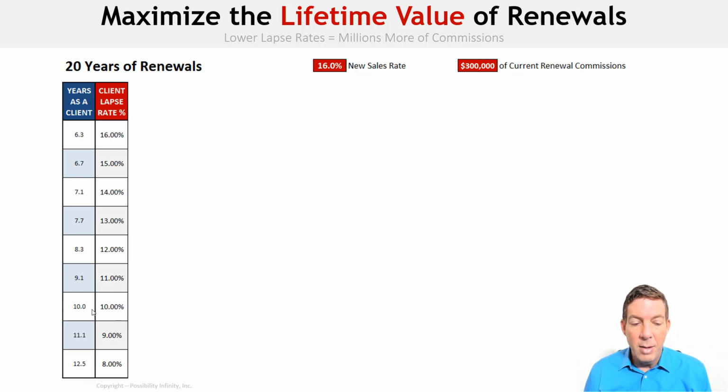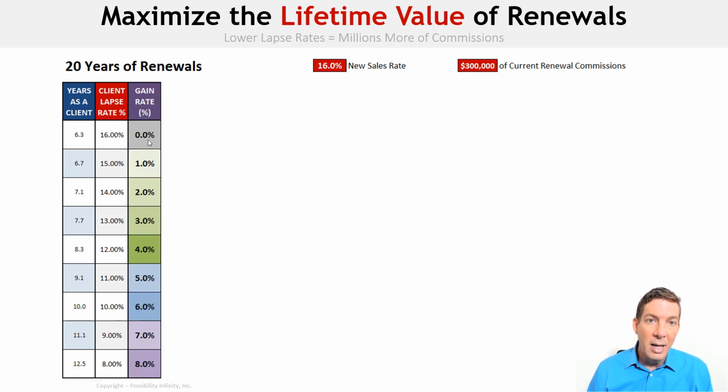So for example, we jump down here where it says 10% lapse rate. I want you to think about this for a second. If you turn over 10% of your business every year, that means on average, after 10 years, you'll turn over your entire book of business. So 10% lapse rate means a 10-year client. And so that is not the only thing we're looking at, but it's the interaction of the lapse rate with our new sales rate that gives us our gain rate. So here, if we've got a lapse rate of 16% and a gain rate of 16%, we're at zero.